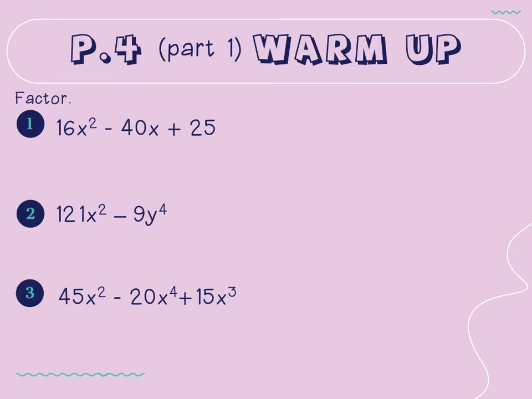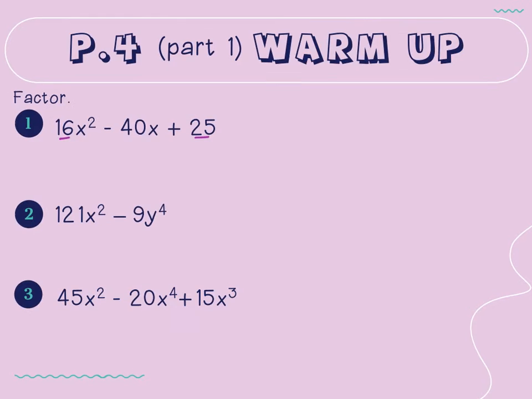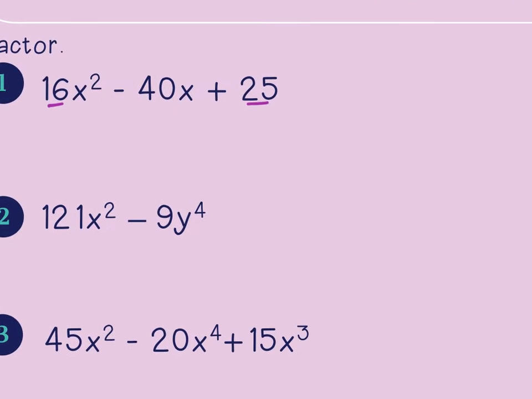But the hint for the perfect square trinomial is that this and this are both perfect squares. And then remember our test is square root the first term, so it'd be 4. Square root the last term, so it'd be 5. Multiply that and then double it. And if it equals the middle term, then I know I have a perfect square trinomial, which is the case.